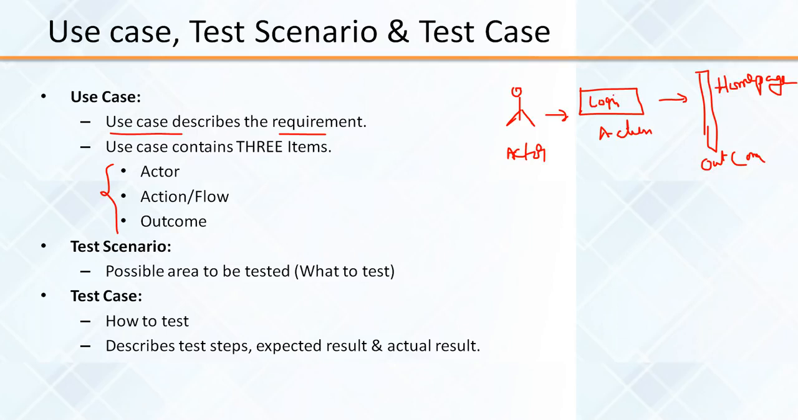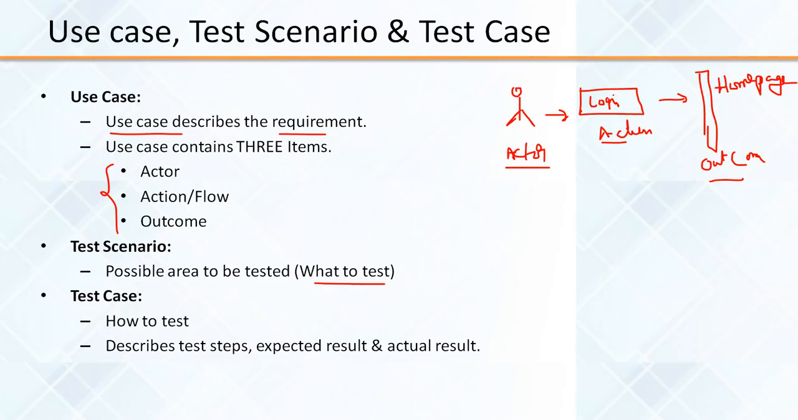A use case is nothing but a part of the requirement. It contains three parts: actor, action, and outcome. Okay, that's the use case. Now, what is a test scenario? A test scenario is a possible area to be tested. That is basically what to test. So a test scenario describes what to test, a high-level scenario.